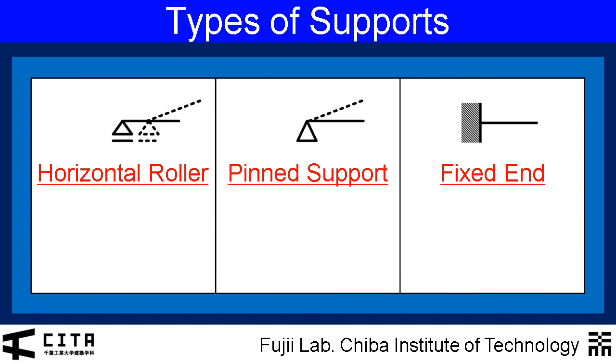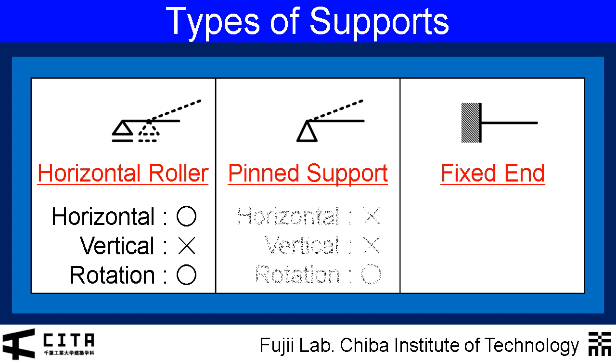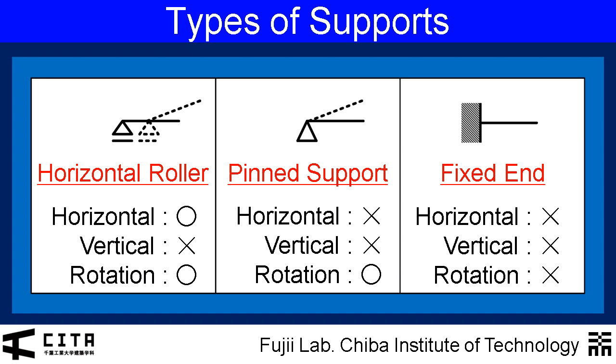These differences are summarized as follows. A horizontal roller can move horizontally, but it cannot move vertically. It allows free rotation. A pinned support cannot move either horizontally or vertically, but it allows free rotation. A fixed end cannot move horizontally or vertically, and it does not allow rotation.